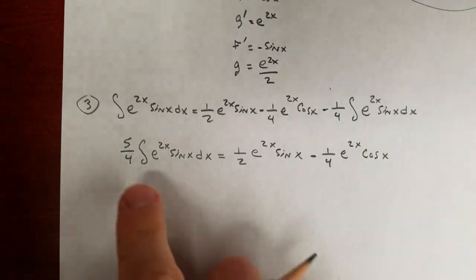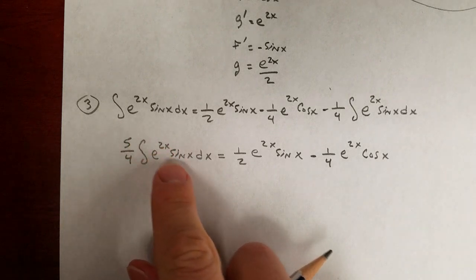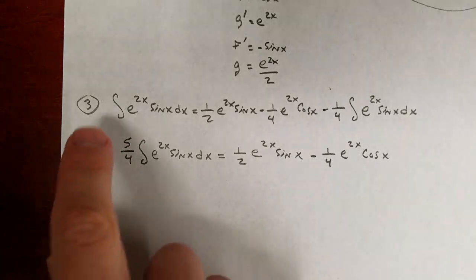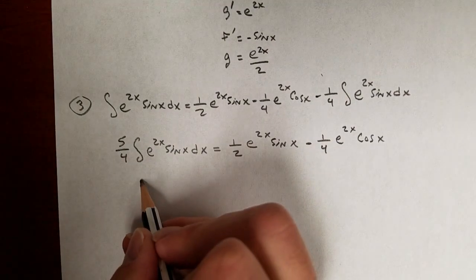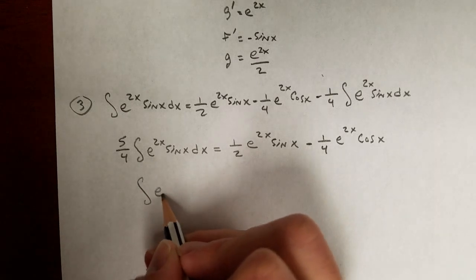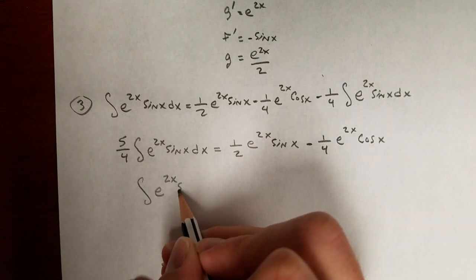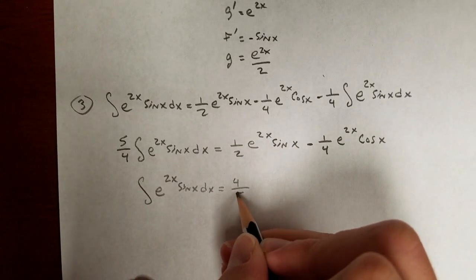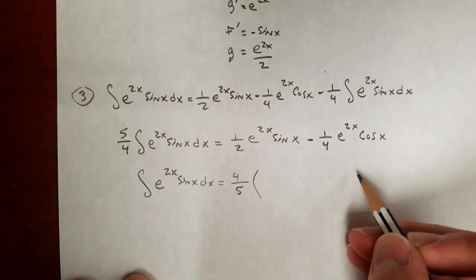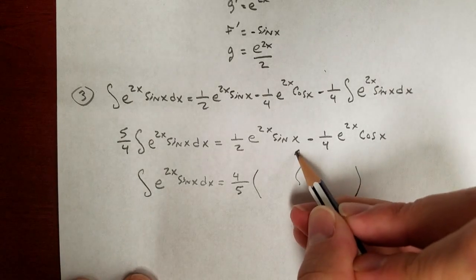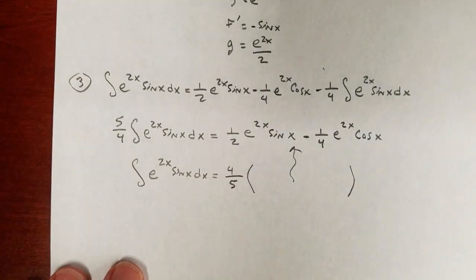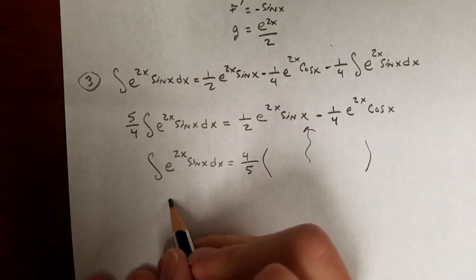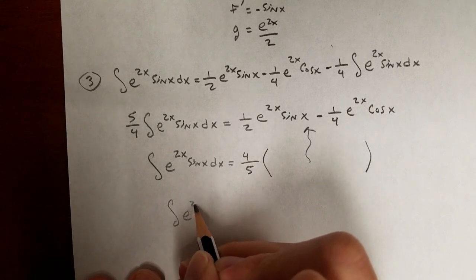Now, for me to really tell you what the antiderivative of e to the 2x sine x dx is, I have to deal with this coefficient. So I'll multiply both sides by 4/5. Okay? So you might see that this, once the constants are worked out, becomes 4/5 times that whole answer that you see up there. All right, let's do the math, and then we'll be done.